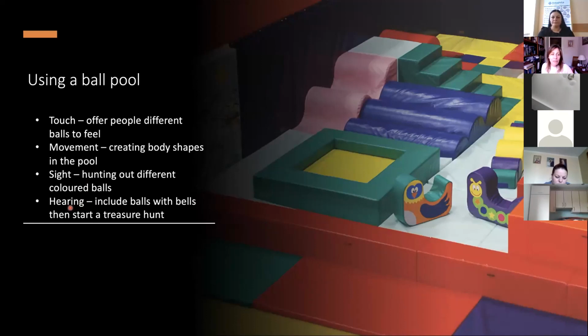The other thing you can do, jumping back up to movement, is sort of swimming in ball pools or creating different kinds of body shapes, again giving that proprioceptive and vestibular input.